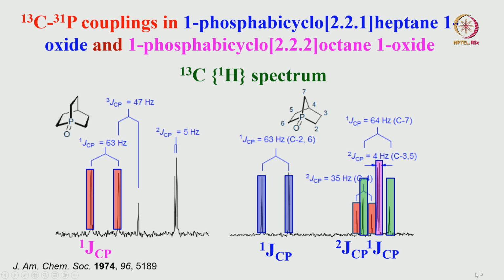Very easily you can assign and extract the coupling information by doing proton decoupling. If there was no decoupling, this would have been a very complex spectrum, very difficult to extract both carbon-proton and carbon-phosphorus coupling.